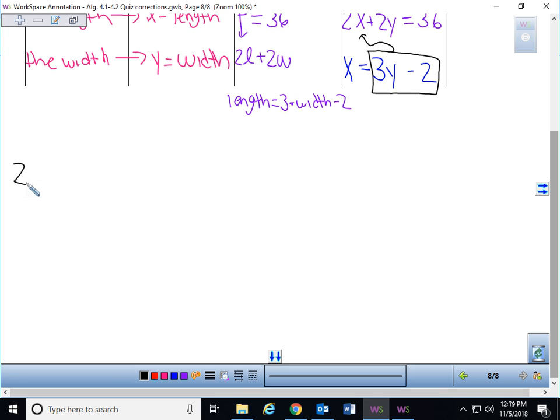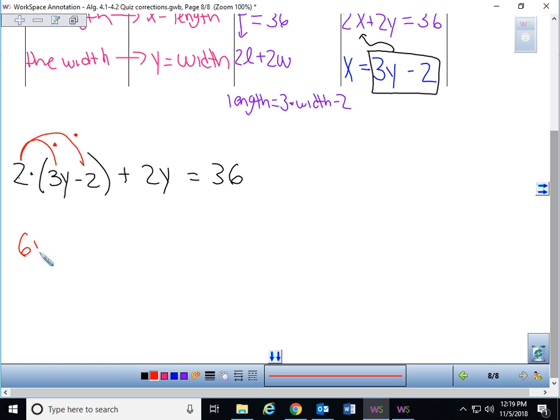So this gives me 2 times, and in parentheses, what does x equal? It equals 3y minus 2, plus 2y equals 36. This is now distributive property, and again, still a chapter 1 problem at this point. I'm going to distribute my 2, and I distribute using multiplication. So 2 times 3y, that's 6y. 2 times negative 2 is negative 4. Didn't do anything with plus 2y, I'm going to bring it down. Didn't do anything with 36, going to bring it down.